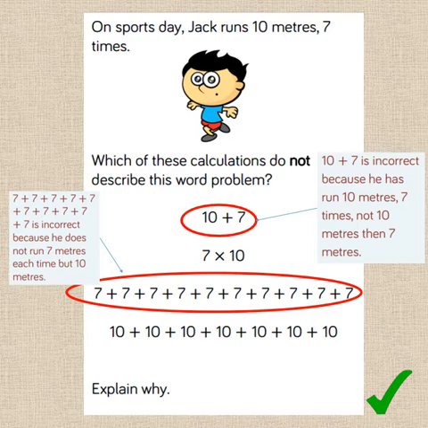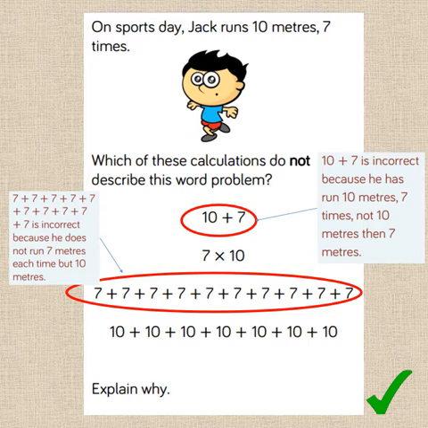Okay, please don't worry if you got this wrong or you struggled with this because this was really tricky. So let's go through it. The first one, 10 add 7. Now that does not describe what he did because Jack runs 10 metres. Okay, he does 10 metres 7 times. Now 10 add 7 would be he's done 10 metres and then he's done another 7 metres and he hasn't. He's done 10 metres 7 times, he's not done 7 metres. Okay, so that one's wrong.